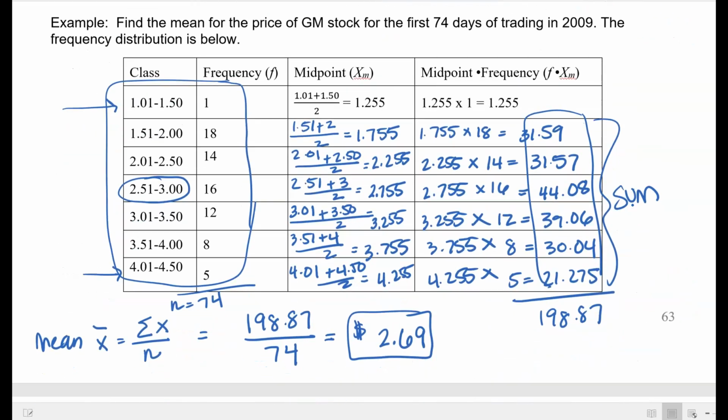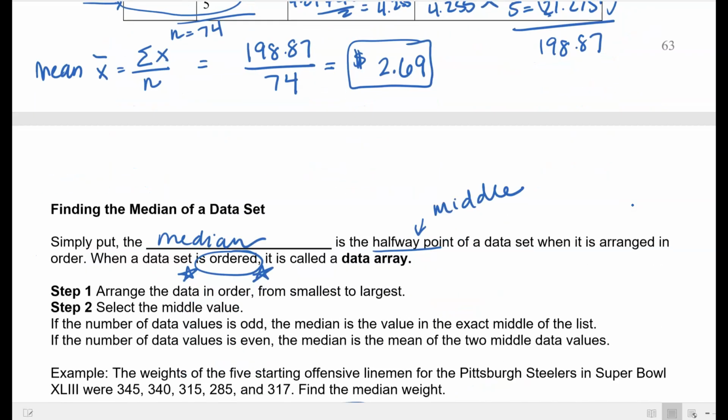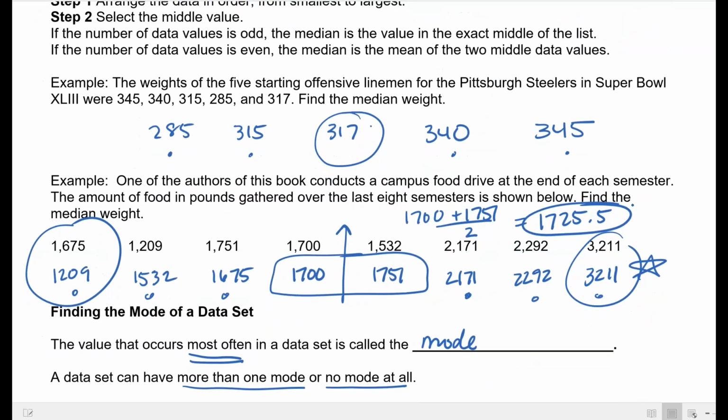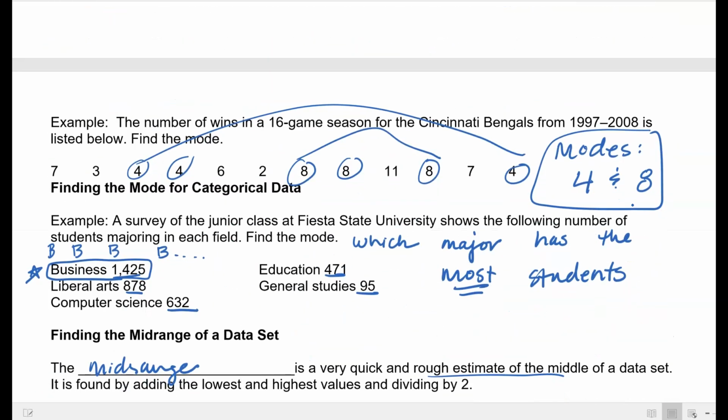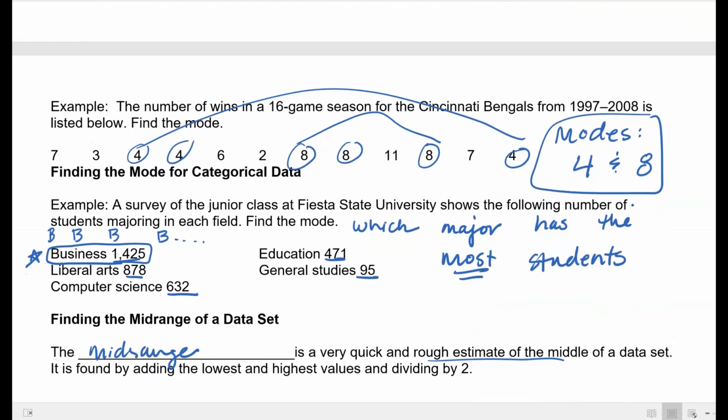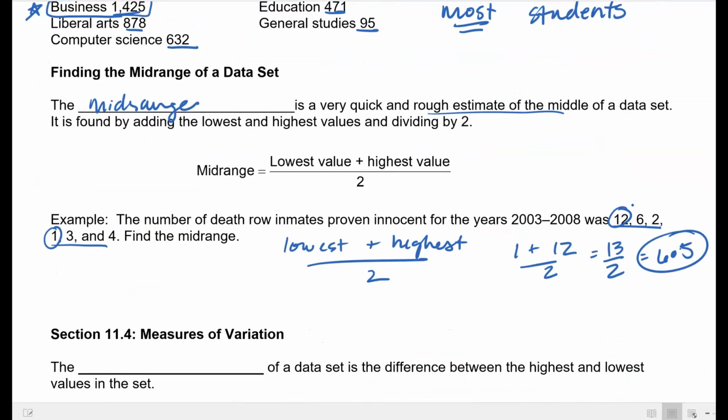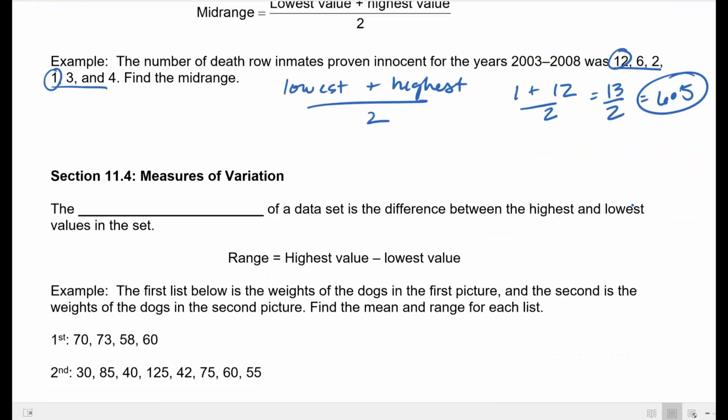No one measure of central tendency is better than the other. I think it's just nice to have some different options and sometimes even use them together. So let's talk about 11.4, which is the next section, and it talks about measures of variation.